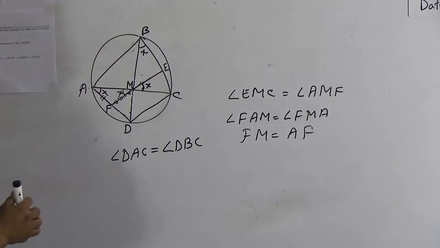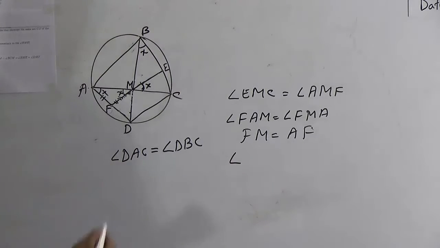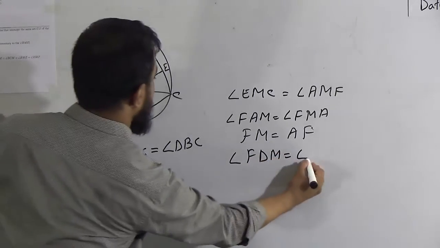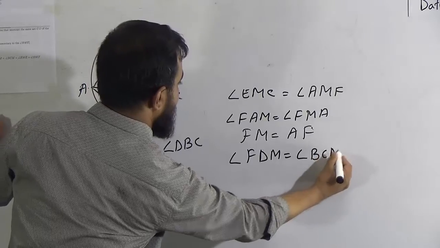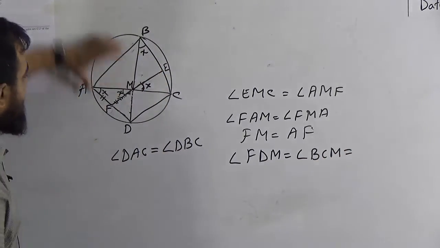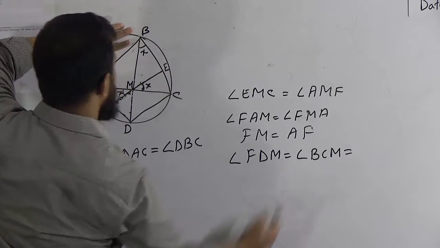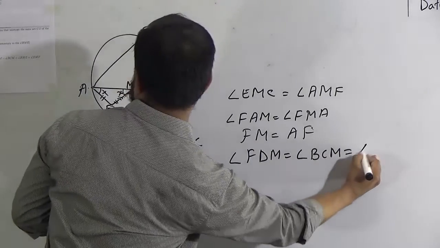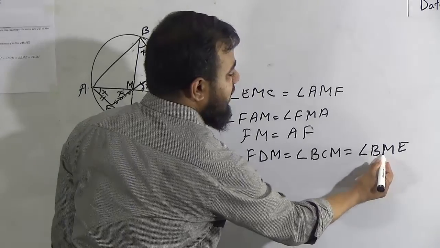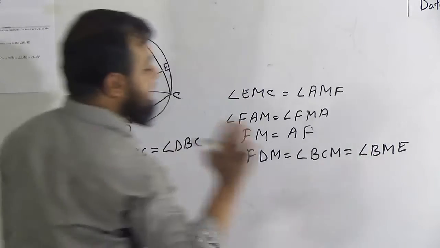Similarly, my dear students, we can prove that the angle FDM is equal to the angle BCM. These two angles are standing on the same chord, that means on the chord AB, these two angles are situated. So these two angles will be equal. That's equal to angle BME, because these two angles are the complementary angle of the same angle.